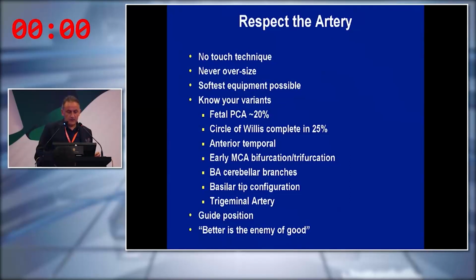So we had better use a no-touch technique. Never oversize. It's not like coronary. It's better to be undersized. We have to use soft equipment. I have maybe another minute, or shall we finish? Maybe 1 minute more.